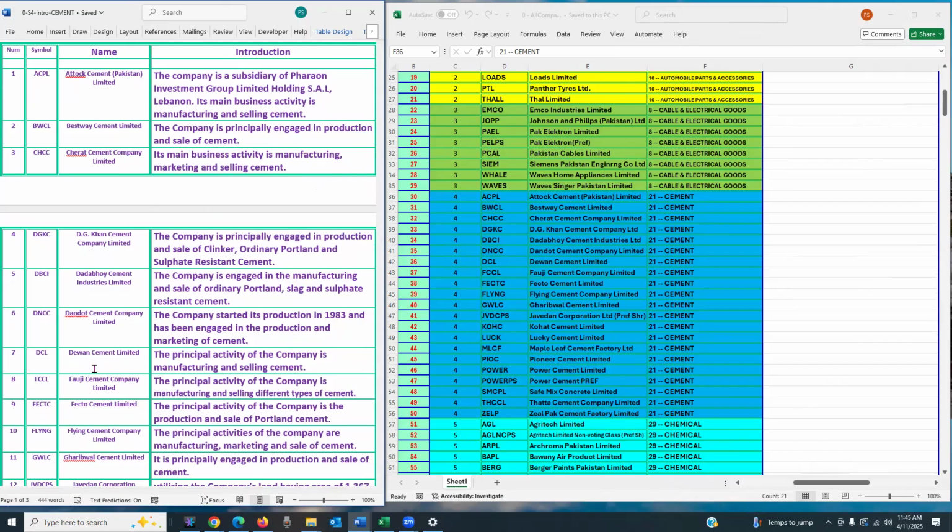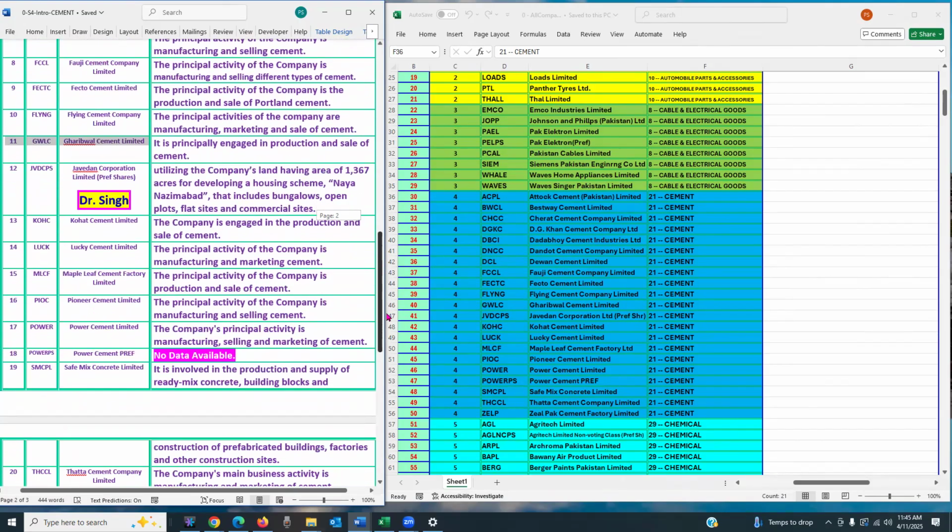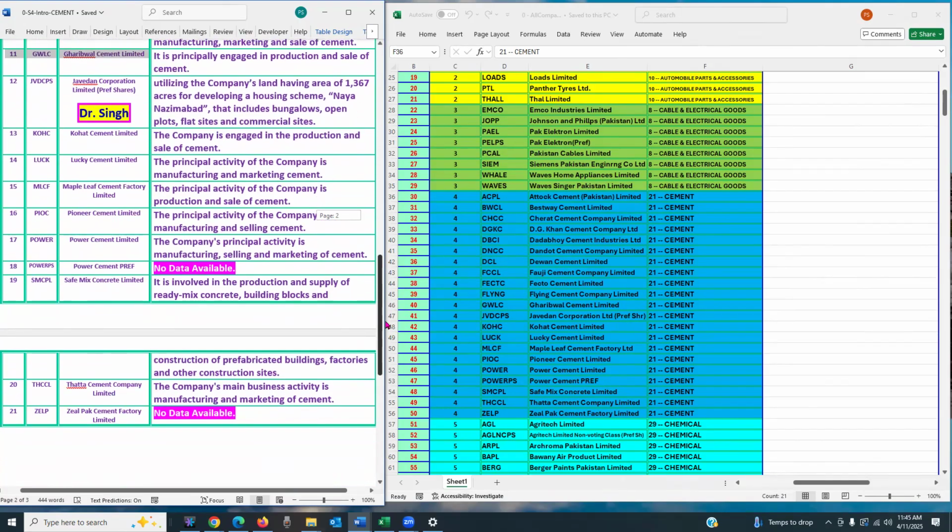Okay. So you pause the video, you have read the whole page. We have seen up to 11, the company 11, which is the Garibwal Cement Limited. Let's move on to the next page. You can watch the remaining companies over here.